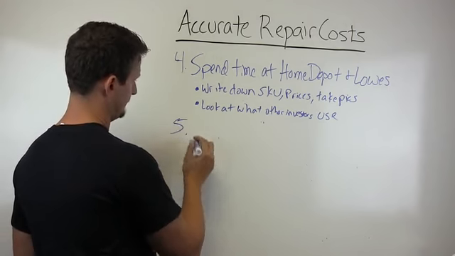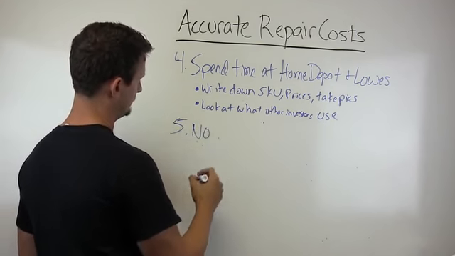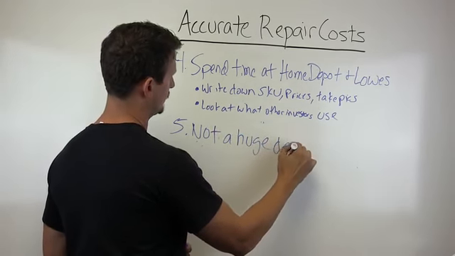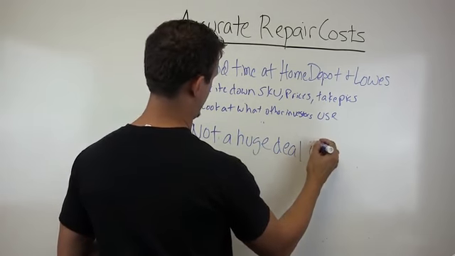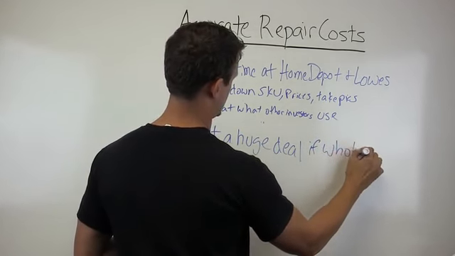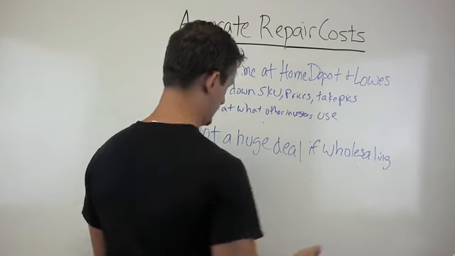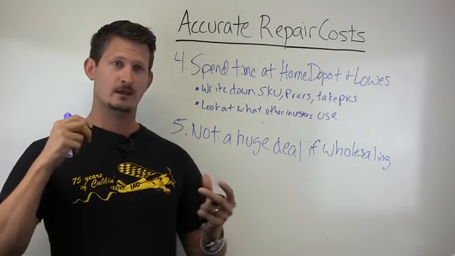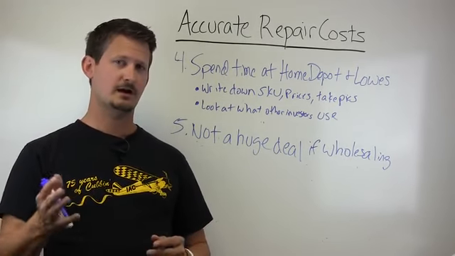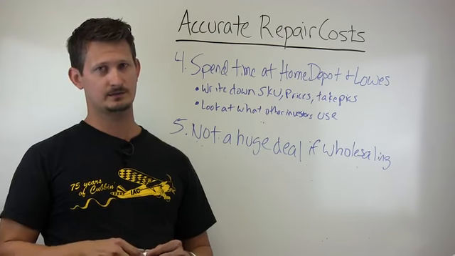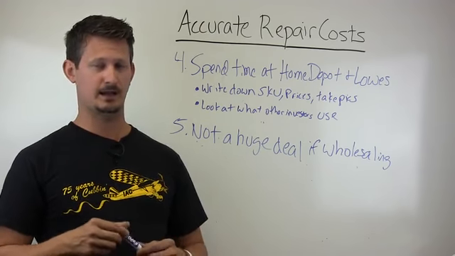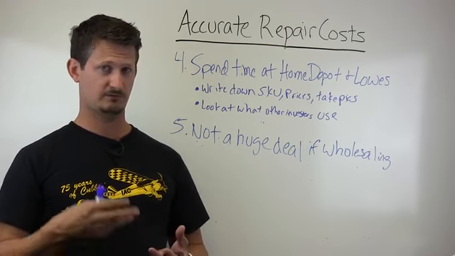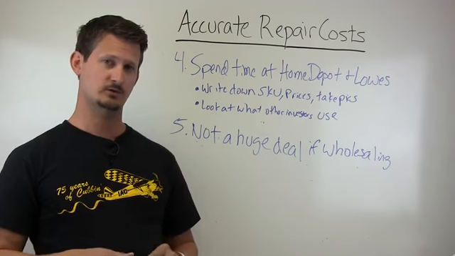And then number 5 is basically, none of this is a huge deal if you're wholesaling. So if you're going to be wholesaling a property, really just have a general idea of what costs are for a fix-up, so you can have an estimate for your buyers. Your end buyer is going to have to do their own due diligence to make sure that they have the correct amount for repairs, but you're just getting an estimate, a rough idea of what the repair costs are going to be for when you go to find a buyer to buy your wholesale deal.